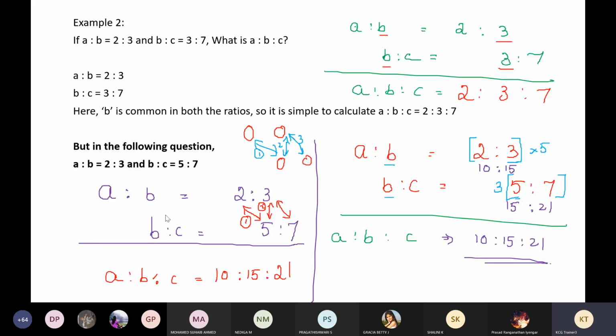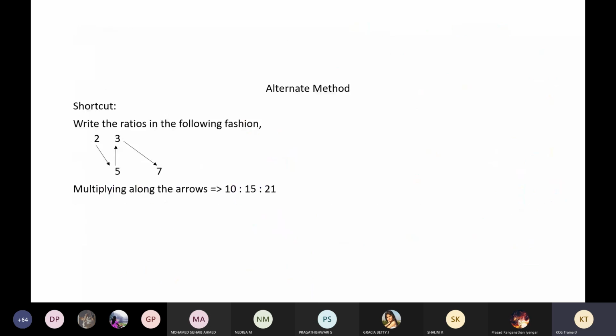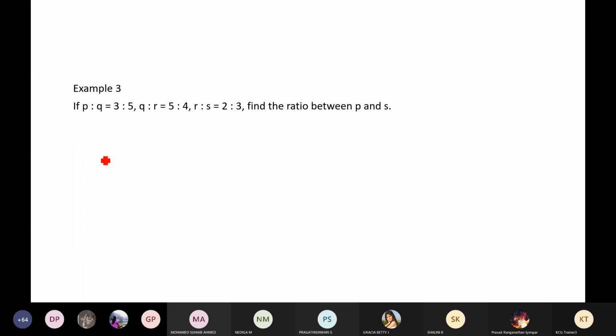Now here's the next question. Let's understand this question very clearly and then let's proceed with the answer. If P is to Q is equal to 3 is to 5, Q is to R is equal to this much, R is to S is equal to this much. They're asking us the ratio of P and S. What is the ratio?